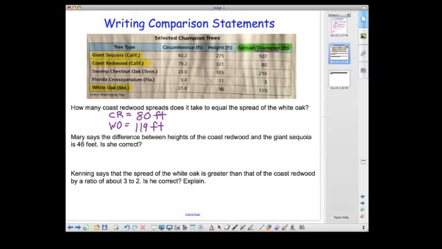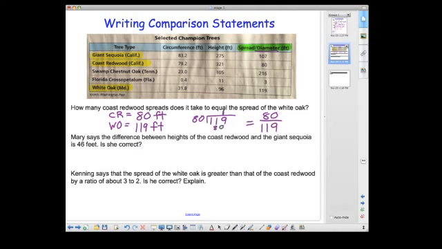Well, it's asking you how many times does the coast redwood spread fit into the white oak? How many times can you put it in there? To me, that's division. So 80 divided by 119. When you write division, you're actually writing a fraction, correct? So we could write this as a proportional statement, but it's actually asking for an answer. It actually wants to know how many coast redwood spreads does it take to equal the spread of the white oak. So 80 goes into 119 once, right?